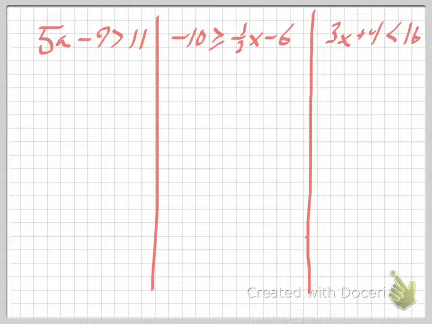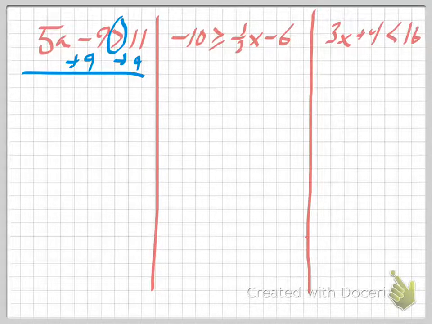All right, so the first one, I have 5a minus 9 is greater than 11. So to solve an inequality, I solve it just like an equation. I want to get rid of the minus 9 first because SADMAP tells me to get rid of the subtraction first. So I add 9 here, right underneath the minus 9 so it can cancel, and I have to add 9 to the right side as well. Make sure you always add to both sides, and normally it's to both sides of the equation. In this case, it's going to be both sides of the inequality sign.